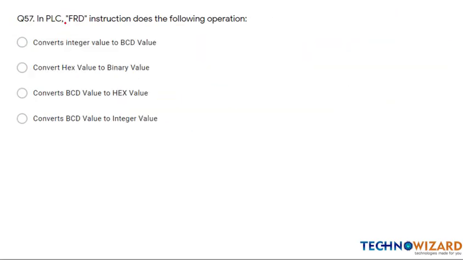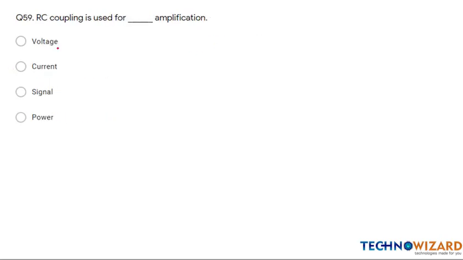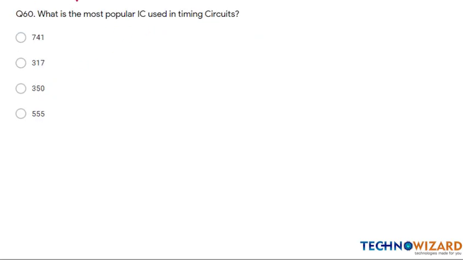Okay, now question number 57. In PLC, the FRD instruction does the following operation. The FRD instruction always converts a BCD value into an integer value. Therefore, option D is the correct answer. Question number 58. The process of adding impurities to a pure semiconductor is always known as doping. Question number 59. The RC coupling is used for voltage amplification. Remember this, option A.